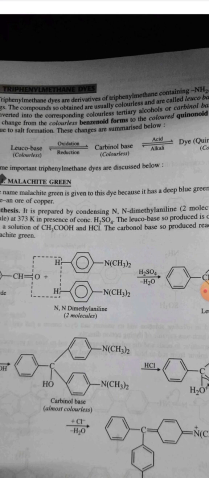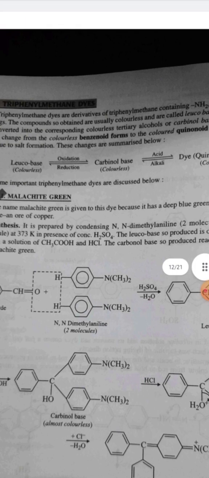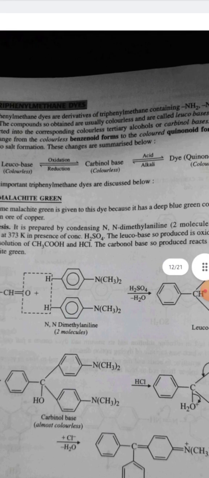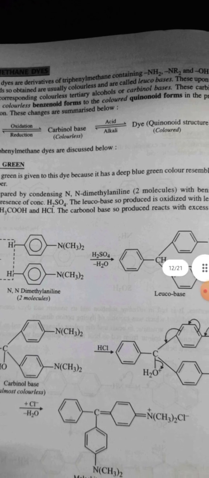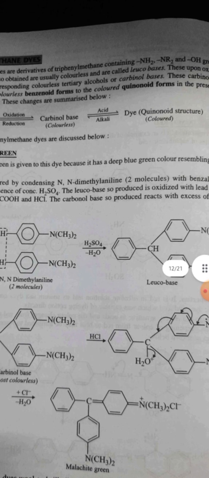That is, leucobase, colorless, on oxidation gives the carbinol base, which is also colorless, and it reacts in acidic medium. When we provide acidic medium, it is converted into a dye, that is the quinonoid dye structure, colored.